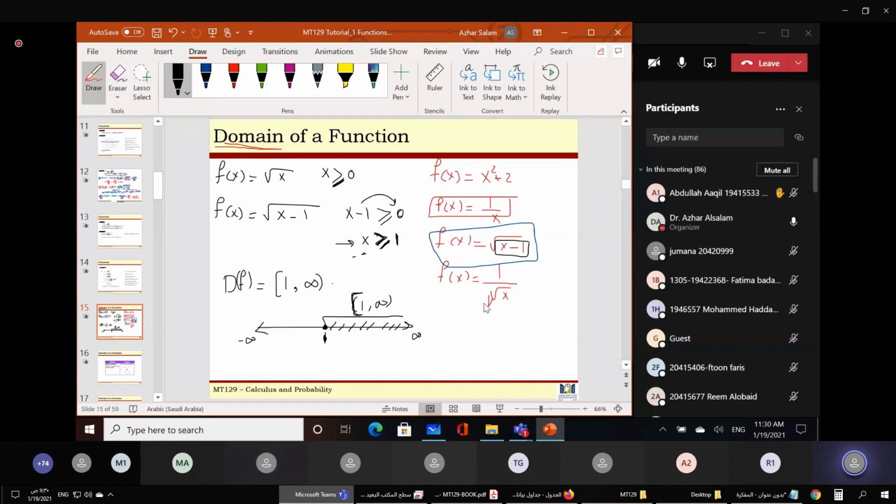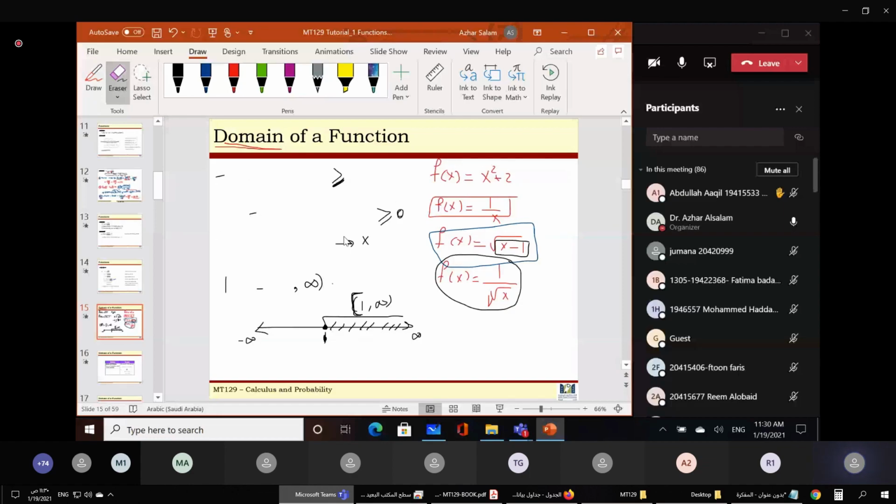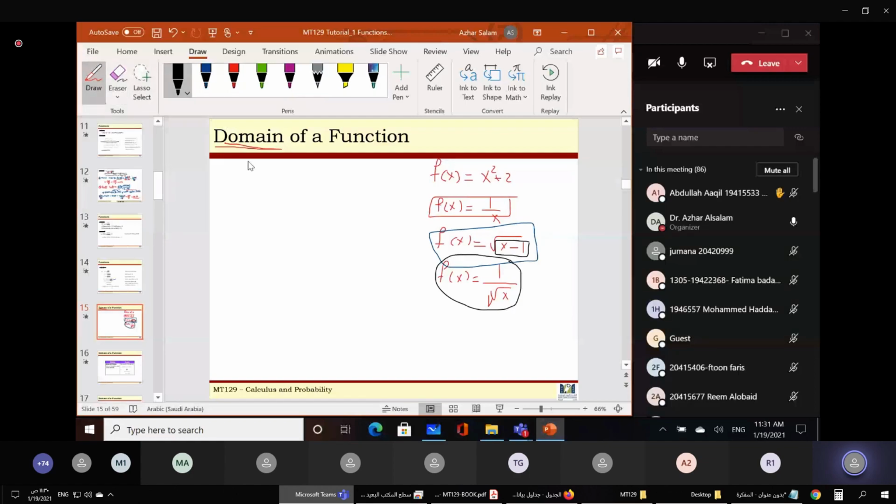Now the last type of function, which is both rational and square root function. It's actually the same thing, but you have to mix the two conditions from the square root and the rational function. Here I have, for example, f of x equal to 1 over the square root of x. I have here a rational function.